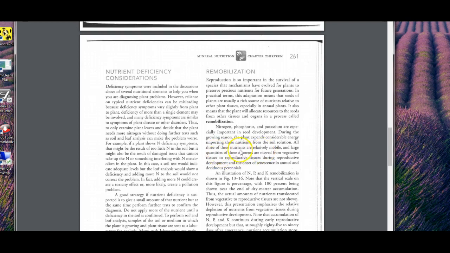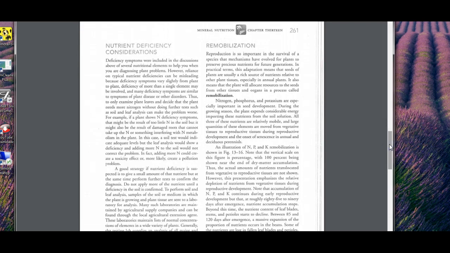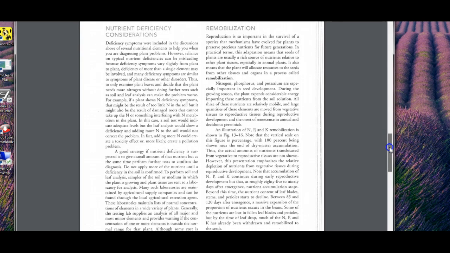All three of nitrogen, phosphorus, and potassium are relatively mobile, and large quantities are moved from vegetative tissues to your reproductive tissues during reproductive or seed development and the onset of senescence in annual and deciduous perennials. So basically, as it's getting on in the season and it is maturing, the nitrogen, phosphorus, and potassium will be moving to the seeds so that we have something for the next season, the next go around reproductively for the plant.